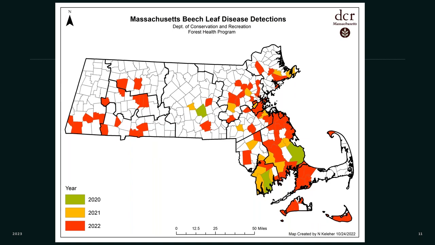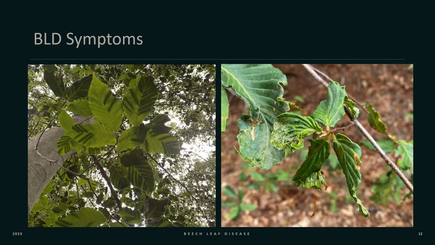Martha's Vineyard and then Gosnold Island down there have actually really significant beech forests that are a really large component of their forests out in these unique island habitats. And it is quite devastating to see how quickly it has spread through those areas out there. And we're seeing it progress really rapidly.